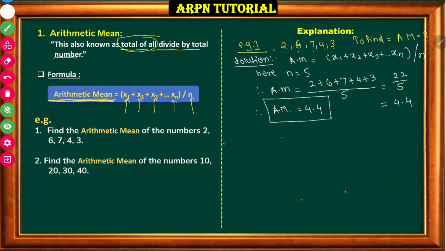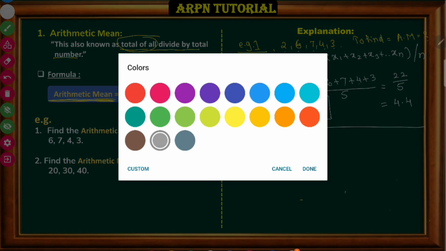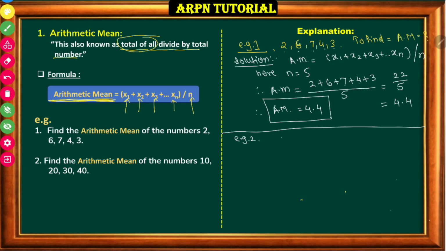Okay, this is the first one. Let's see the second one. Example number 2. We have a set of values 10, 20, 30, 40, and we need to find the AM. Let me erase some of the disturbance. Okay, and now we have the solution.